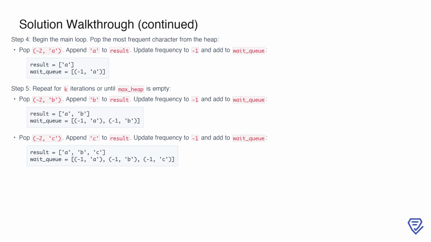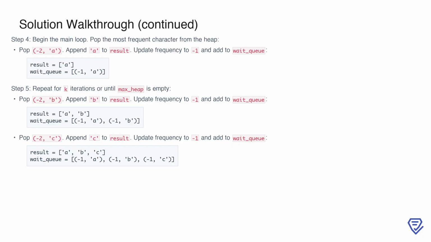Now we begin the main processing loop by popping the most frequent character from the max heap. We start with -2a, append a to the result list, reduce its frequency to -1, and add it to the wait_q. At this point, the result list is a and the wait_q contains -1a. We repeat this process for the next two most frequent characters.